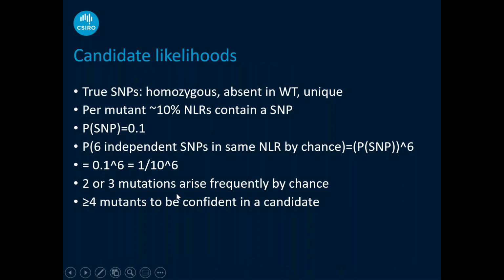So 2 or 3 mutations do arise frequently by chance. So really you want more than 4 mutants to be confident in a candidate. And of course, you still need to perform validation as well.